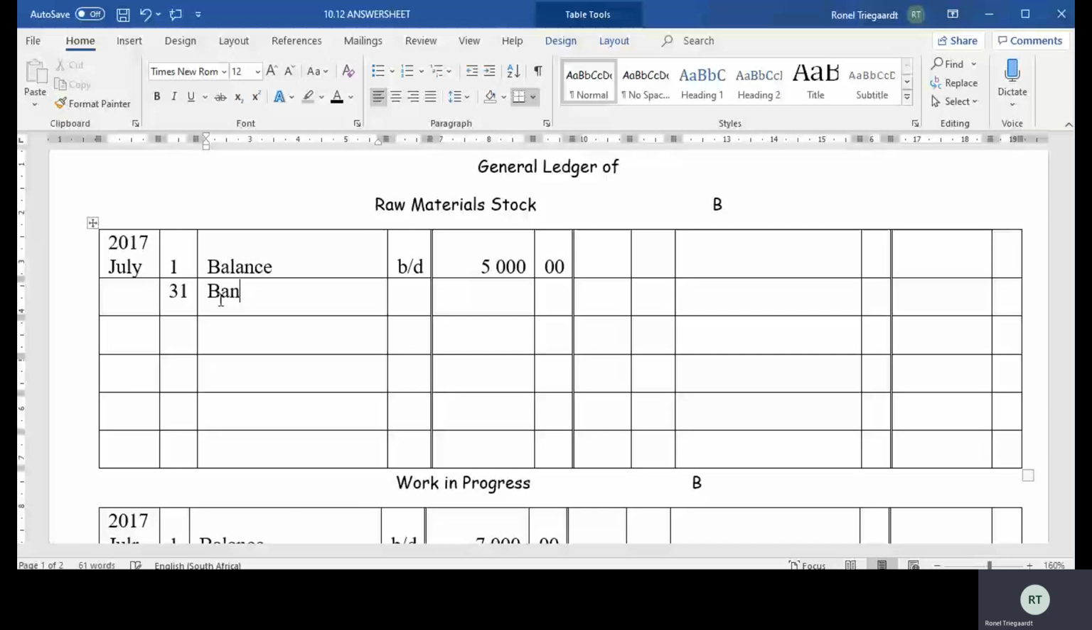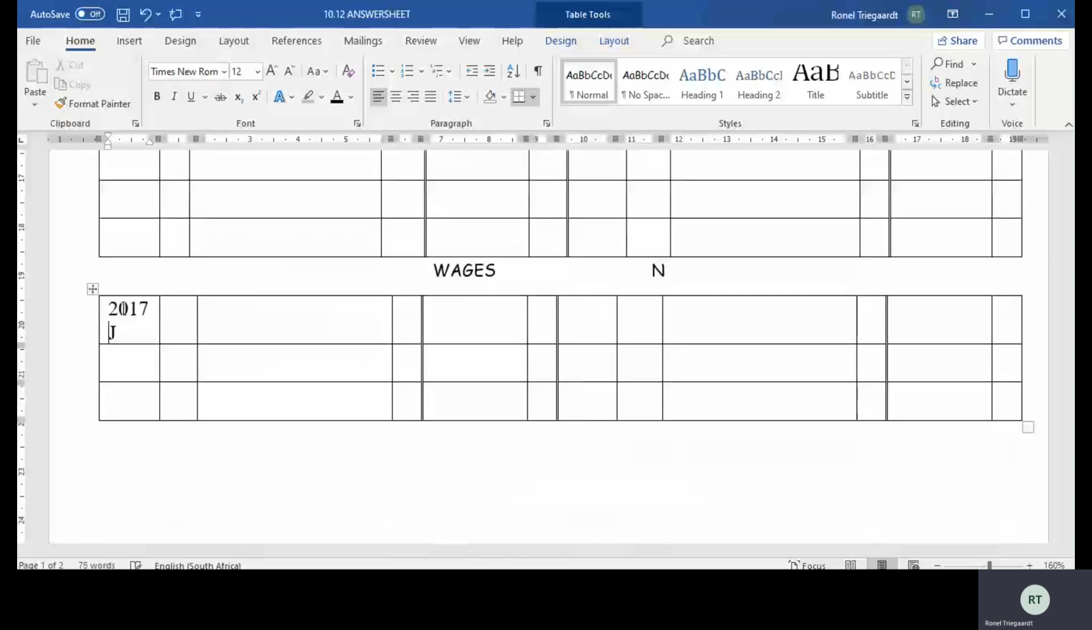Then they tell you carriage paid on raw materials purchase, I'm going to have bank, and in brackets I'm going to write their carriage. And that is 5,000 rand. Are you okay with that? Then wages paid, 35,000, and that will go to my wages account. July the 31st. If I pay wages, it's bank. And the amount that we've paid was 35,000. Are you fine with that?